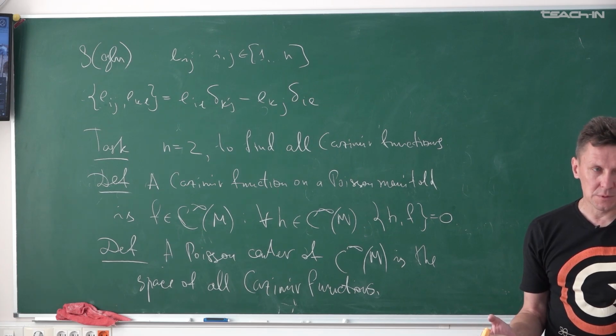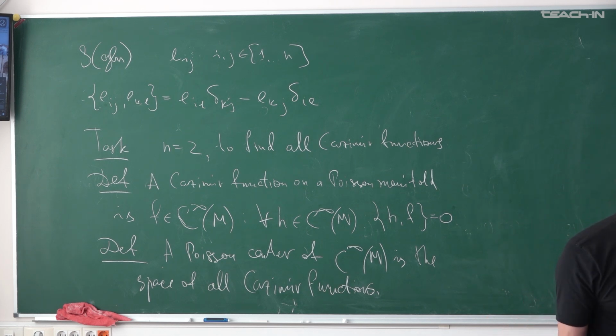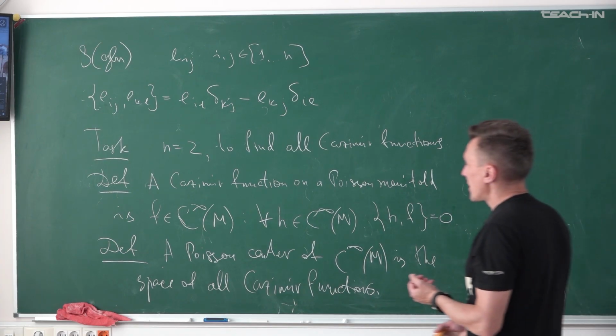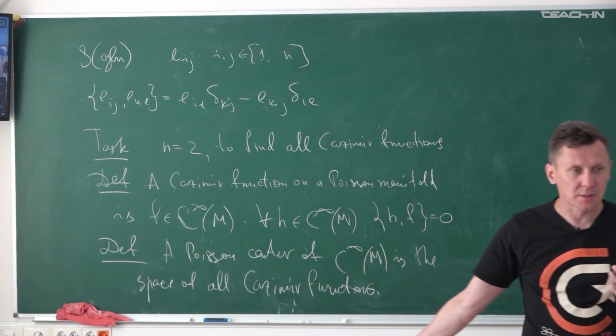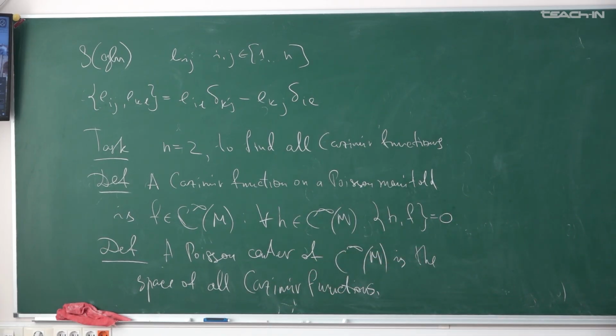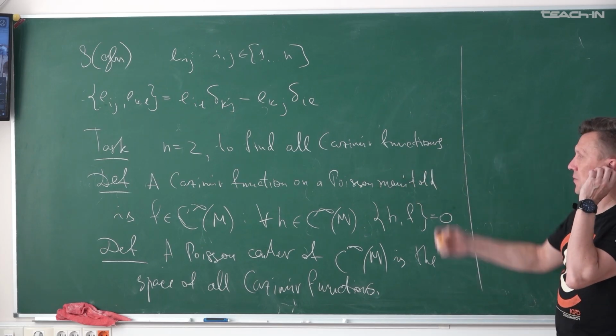Now we can write an ansatz for the Casimir function and find the Poisson bracket with this h and the element of the algebra which gives 0. So you understand that it is very close to the previous question, but in a different context. So now we have to find the Casimir functions.